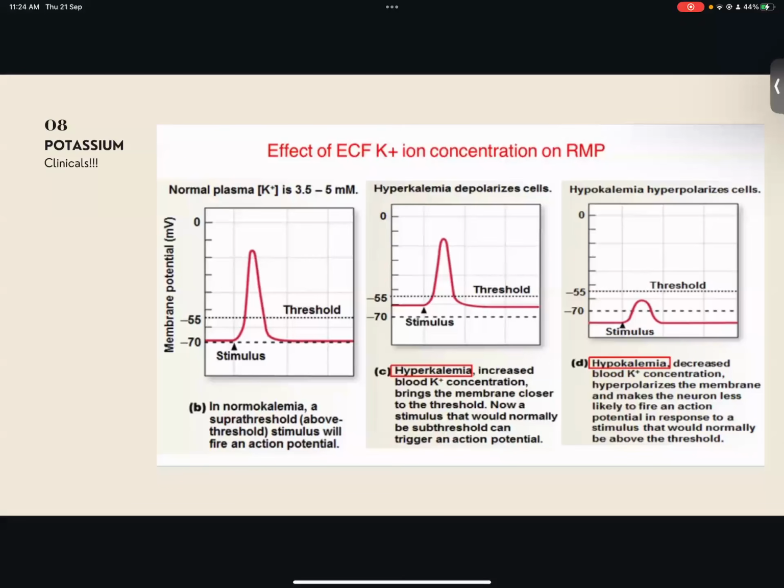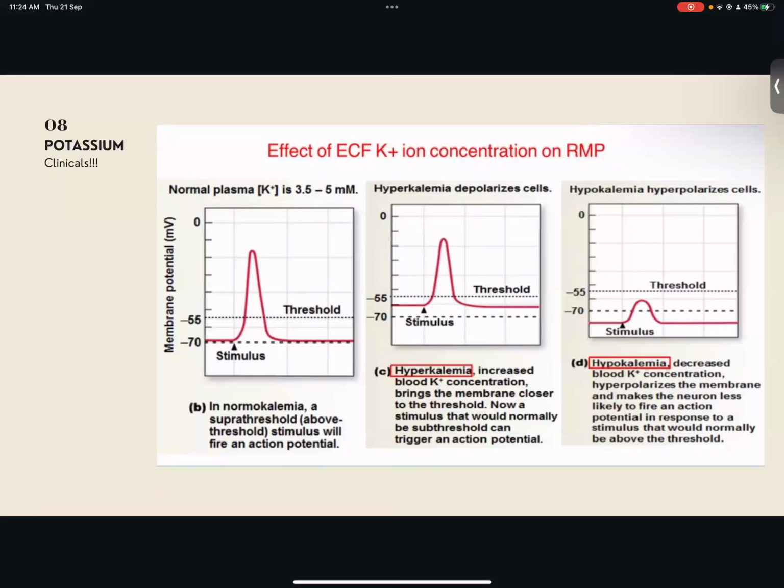hypokalemia. Hypokalemia, which is decreased blood potassium concentration, it will hyperpolarize. So again, we talked about repolarization, which is making the membrane negative again. But hyperpolarization means making the membrane too negative. Okay, hypokalemia, again, because I said there's too little potassium outside in the blood, it will bring the membrane potential down, and it will cause it to be more negative because there's a smaller driving force that's going to be pushing the potassium ions in.